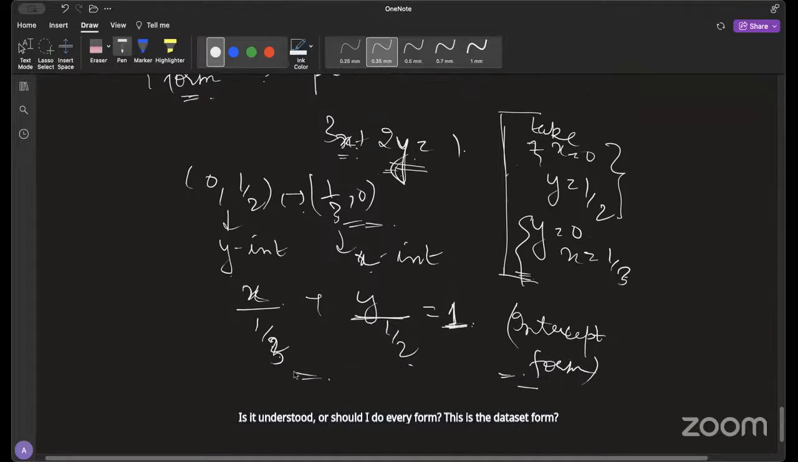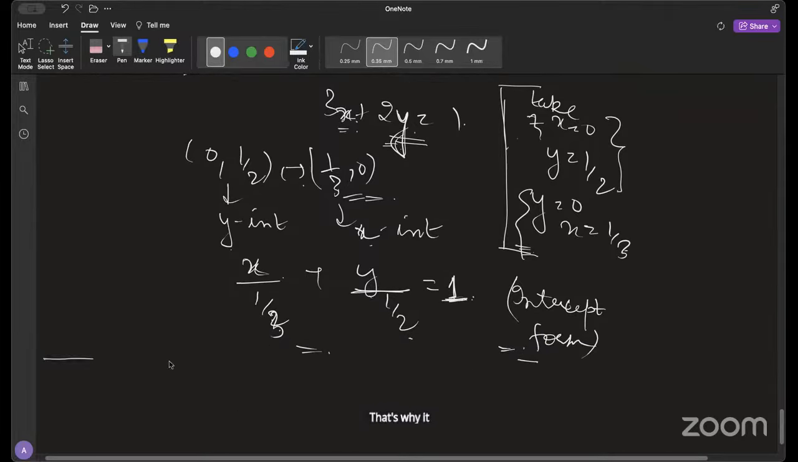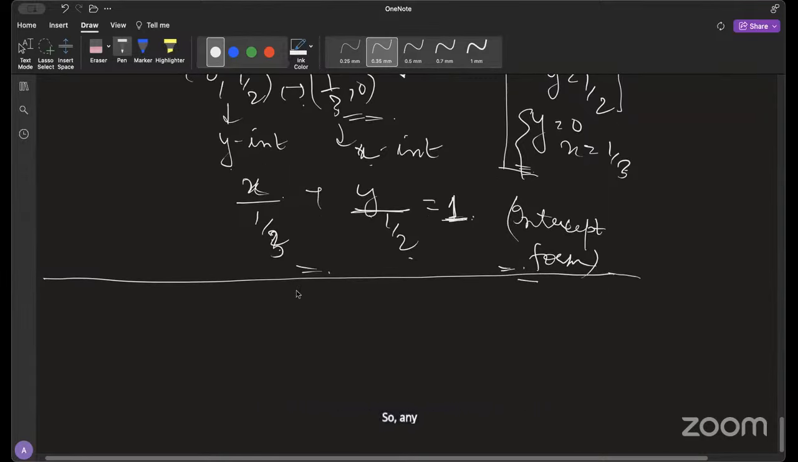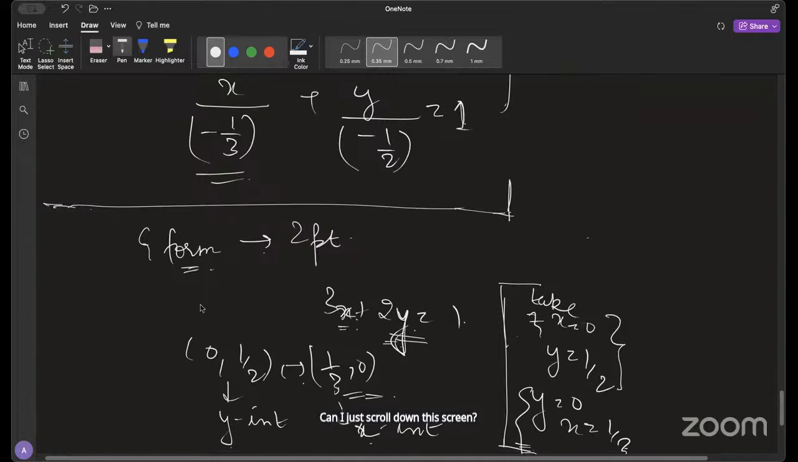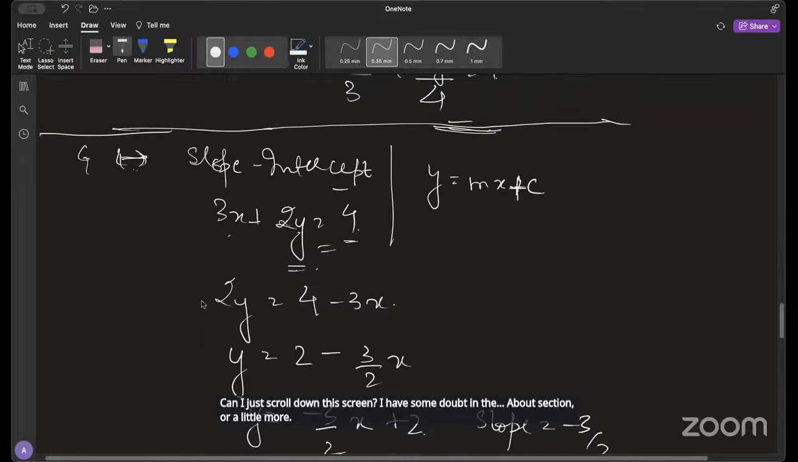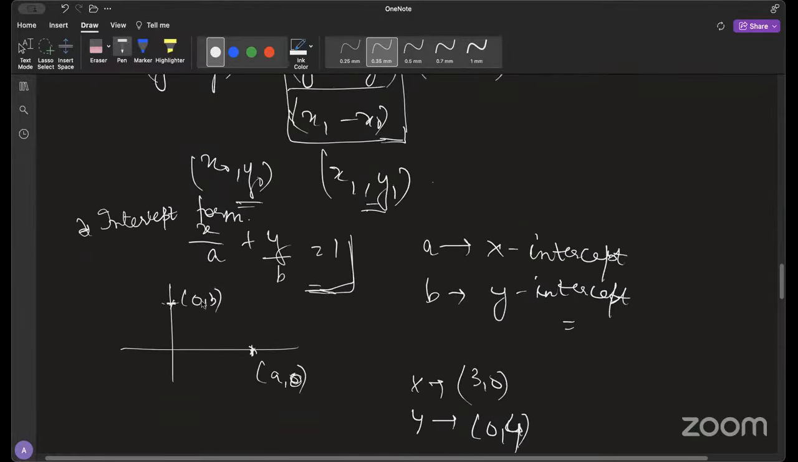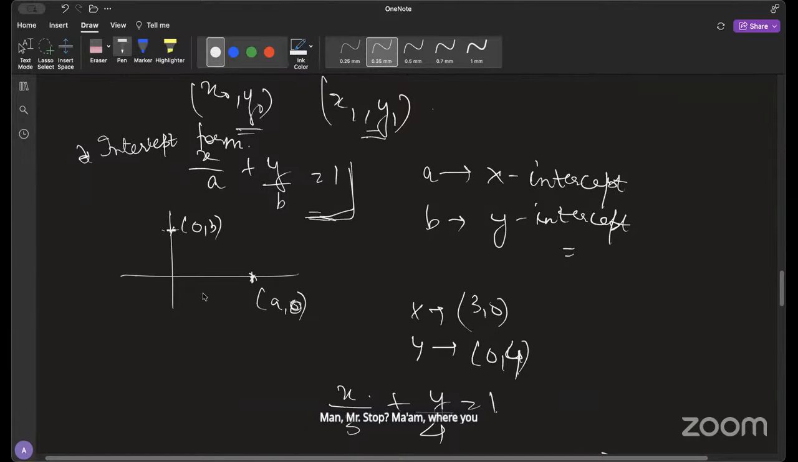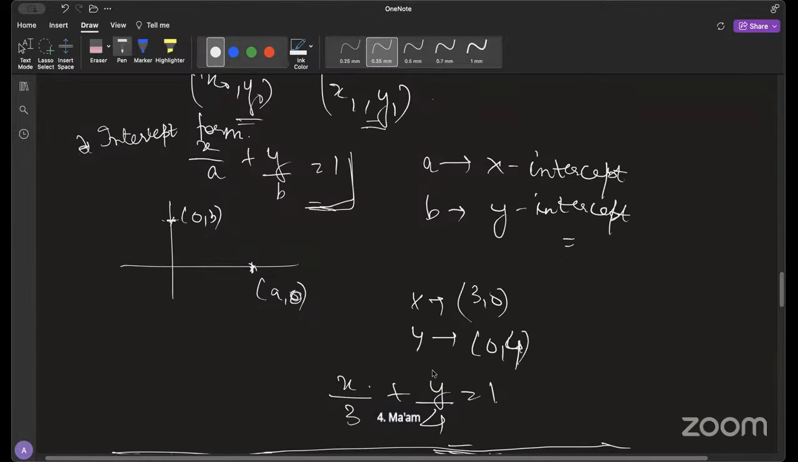No ma'am, it's clear. Yes ma'am, it's understood. Thank you. Ma'am, please scroll down the screen. I have some doubt in the above section. Ma'am, stop. Ma'am, here you wrote x-intercept is equal to 3 and y-intercept is equal to 4. Ma'am, here you have a different intercept line.